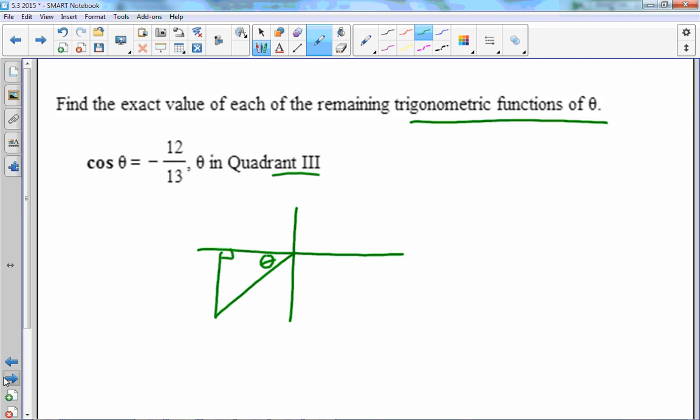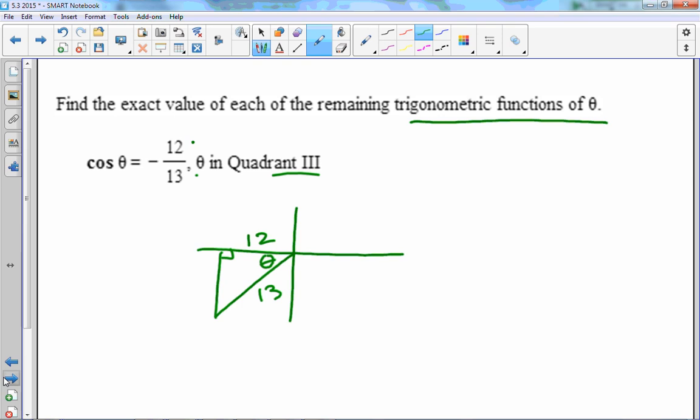Now, this time, y'all see how it's kind of like the first question that we did? Instead of an ordered pair, you have one of the ratios. So you use the ratio to fill in the sides. You have cosine is negative 12 over 13. Cosine is adjacent over hypotenuse. So adjacent over hypotenuse, 12 over 13, now it was negative. That negative either has to go with the 12 or 13. It can't go with both.